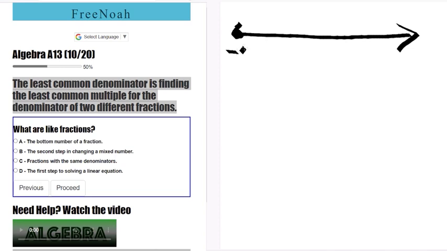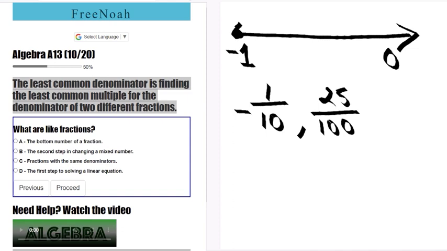So here we have our number line. We're going to mark -1, and then on the right side of our number line, we're going to mark 0. And we're going to take this moment to introduce negative fractions. So here we have -1/10, and for our second fraction, we have -25/100. Notice immediately that we don't have the same denominator.